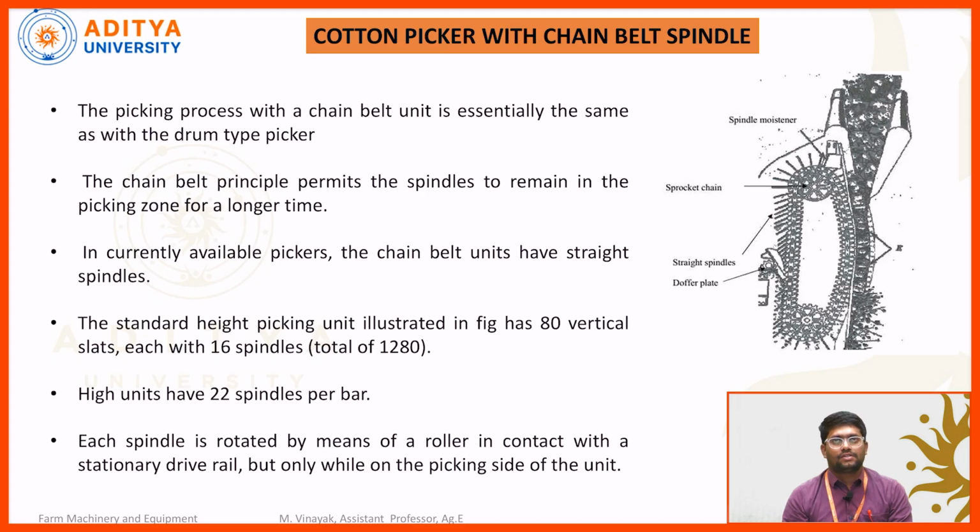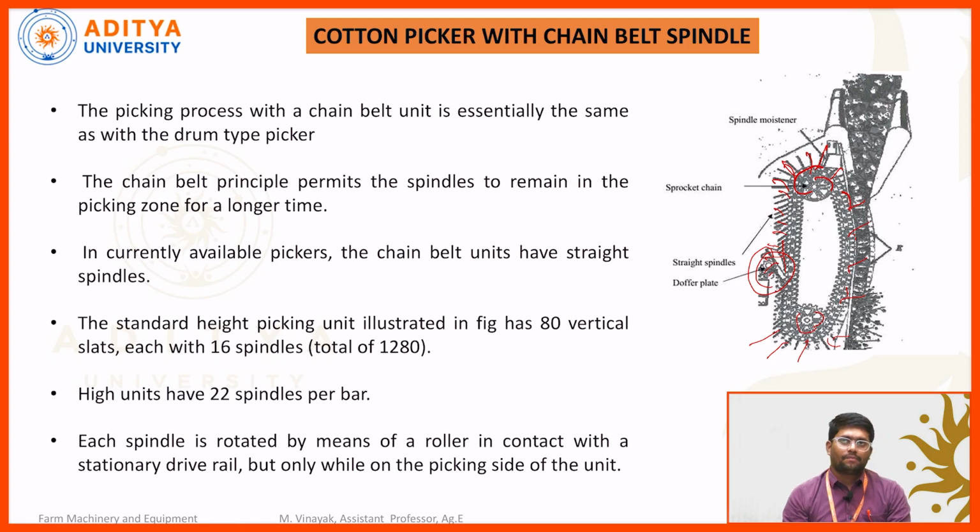So up to now we have seen the cotton drum type harvester. This one is a chain and belt type. So here a sprocket is there. One chain will be provided connecting this sprocket. The chain itself consists of spindles like this. So here the doffing plate was provided for collection of cotton from the spindles.